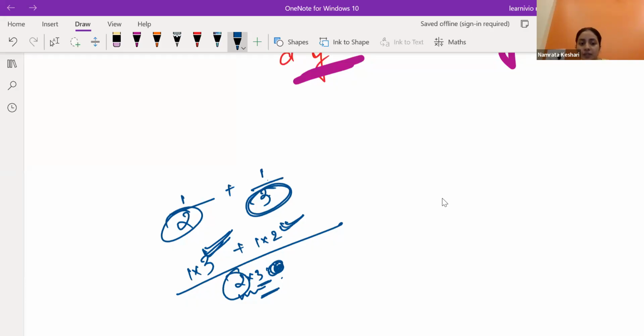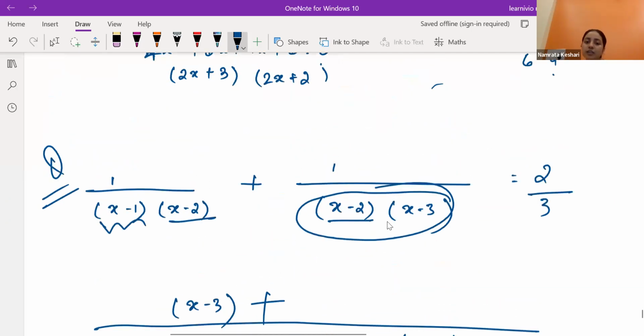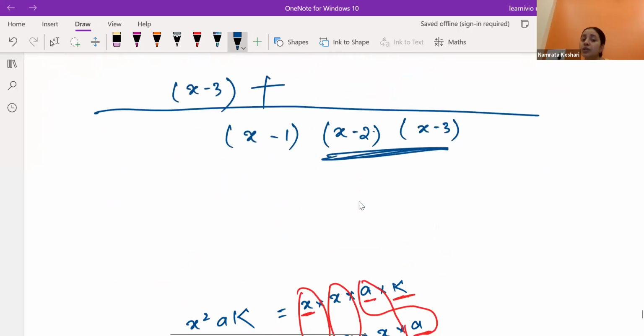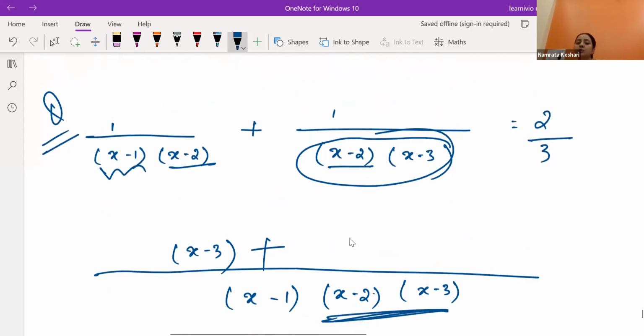Okay, the same concept we are using over here. x minus 2 into x minus 3 was the previous denominator, and now there is a new denominator, that is x minus 1 into x minus 2 into x minus 3. Compared to the previous denominator, what extra new term is there? x minus 1, that we will multiply in the numerator also, right? Basically, in our curriculum we write it like this.